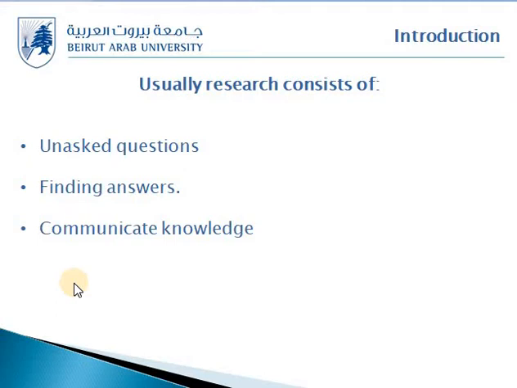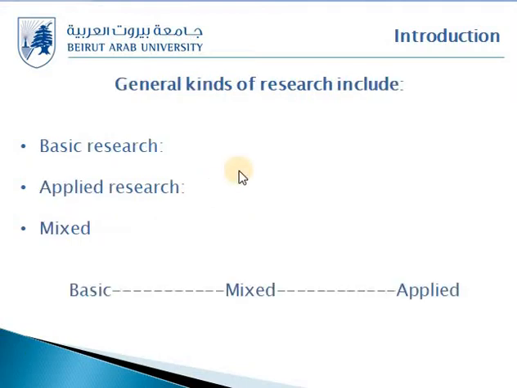Now, the research usually consists of unasked questions. When you do research, this means that you're asking questions that nobody asked before, and you're doing the necessary work to find answers. You also communicate the knowledge you have acquired to a larger audience. Generally, we have three kinds of research. We have the basic research, applied research. These types of research can be viewed as two endpoints on a research continuum. In between, we have the mixed, so it's kind of a mix between the basic and applied research.